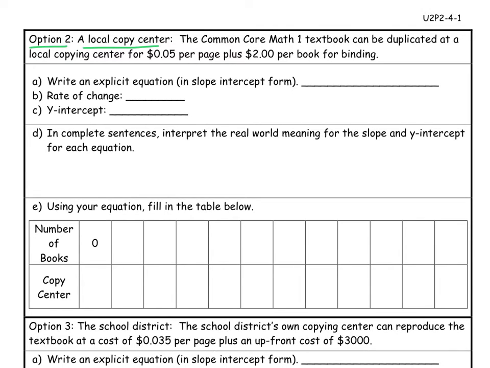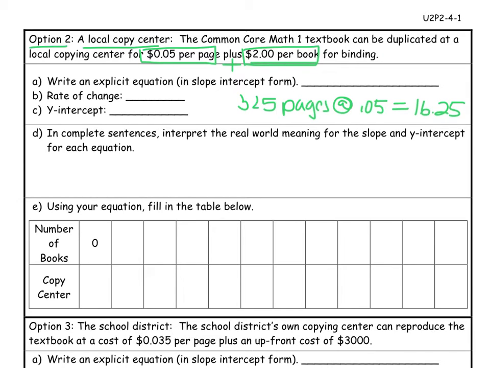And the Common Core Math textbook can be duplicated at the local copy center for 5 cents per page plus $2 per book. So if you recall on the first slide, the book that we need to copy was 325 pages long. So if it's 325 pages at 5 cents a page, then that will give us a total just for the pages of $16.25.